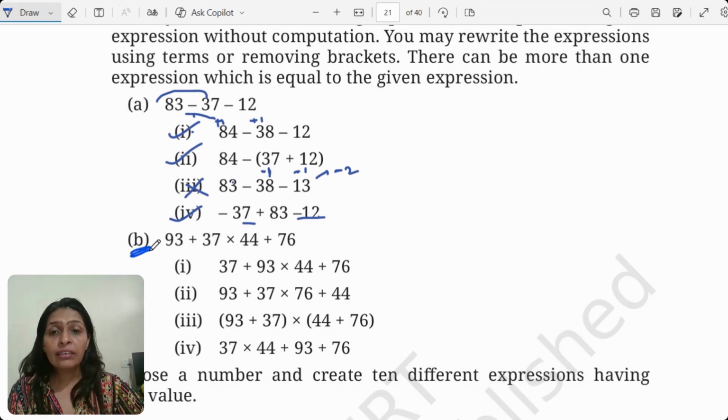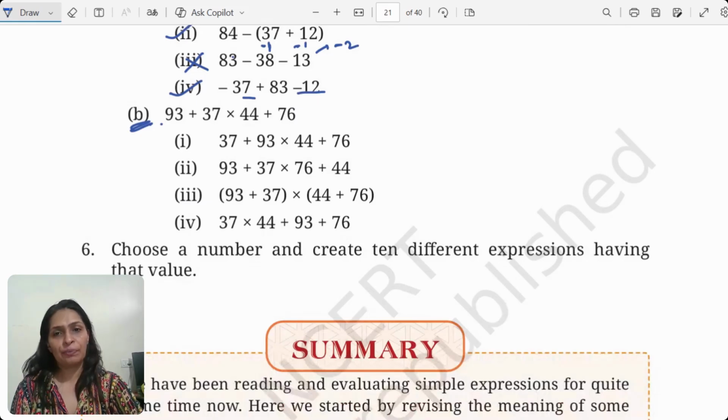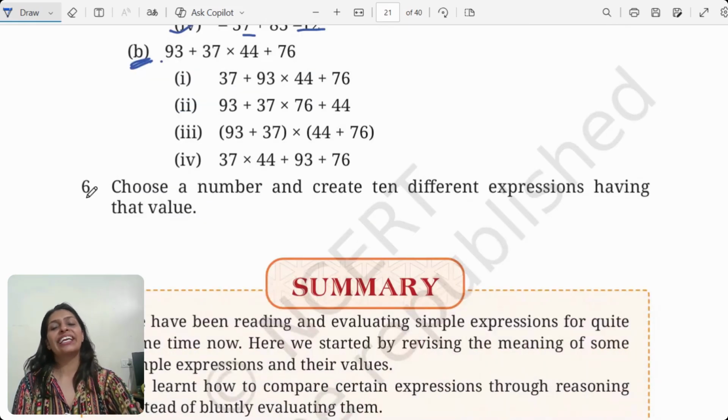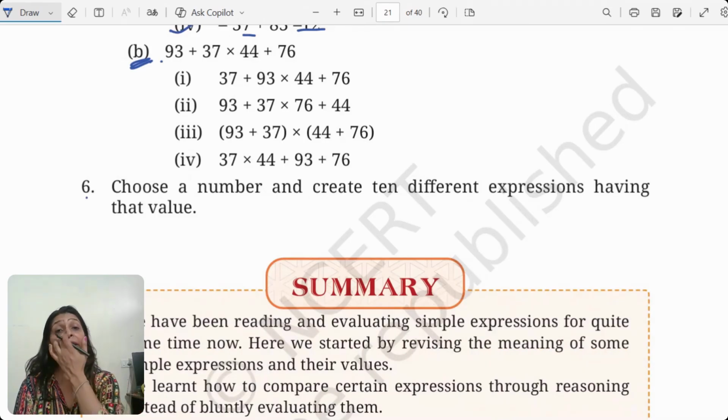And B1, I want you to try now. We have done plenty of questions. Still, if you got stuck in any of the parts, do reach out to me. And the sixth one is the creative section for you. You have to choose any number and create 10 different expressions that have the same value.